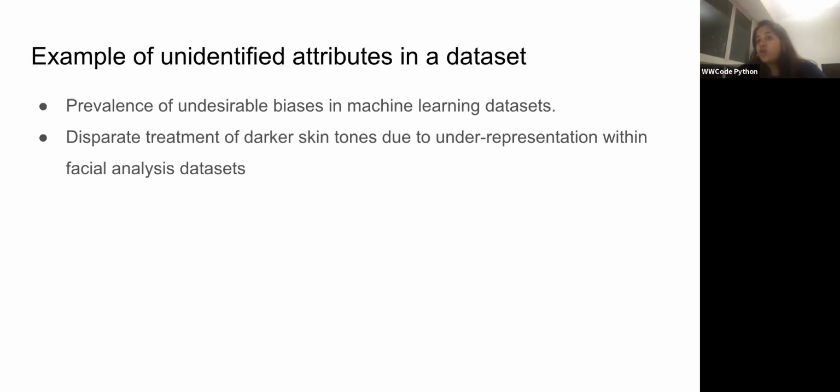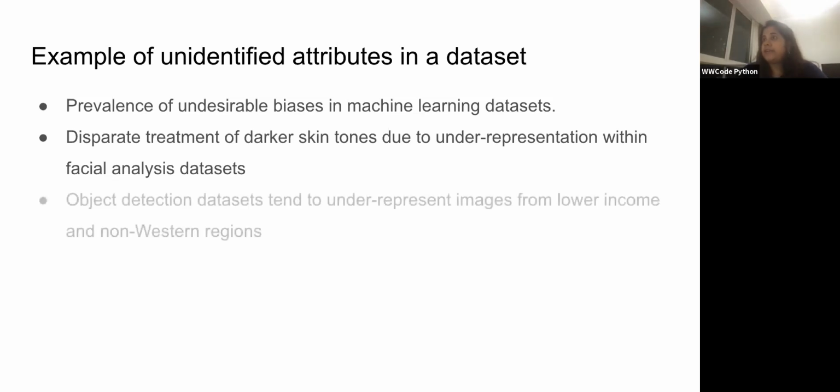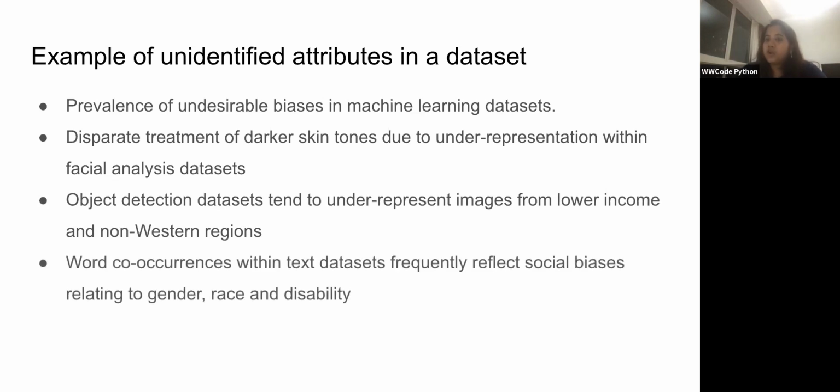So it depends on which sort of data you collect, and if there is an underrepresentation of a certain type of data, if you look at it purely from the data perspective. Another way is that object detection datasets tend to underrepresent images from lower income and non-Western regions. And then word co-occurrences. Another interesting thing here, which is associated with NLP, is that word co-occurrences within text data frequently reflect social biases relating to gender, race, and disability. So that is an NLP-based or text-based bias you could consider.